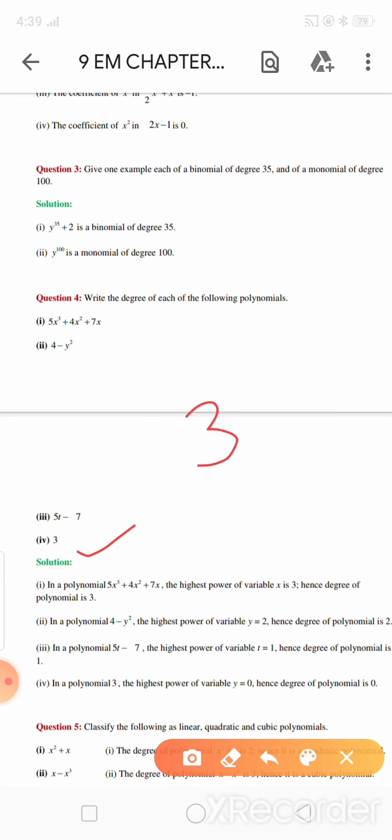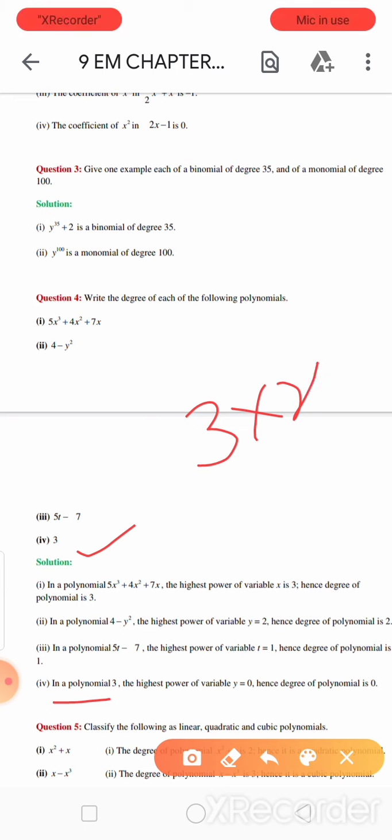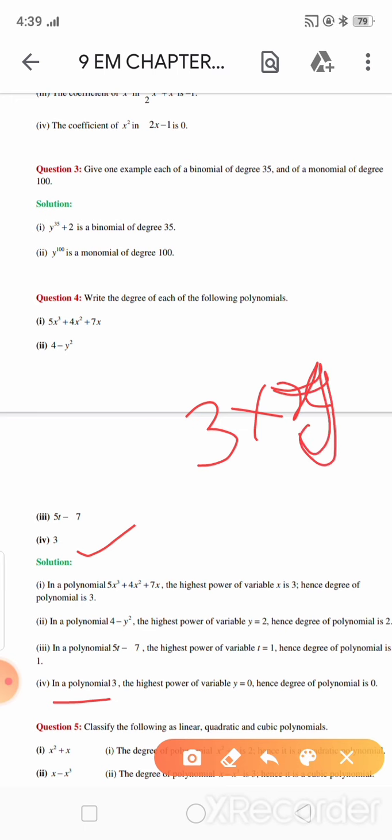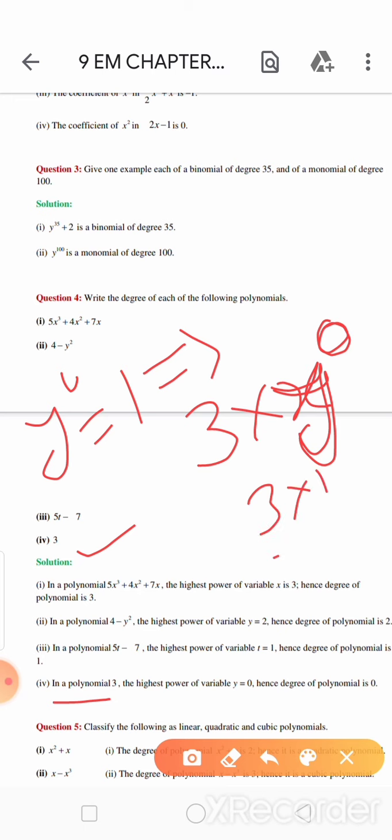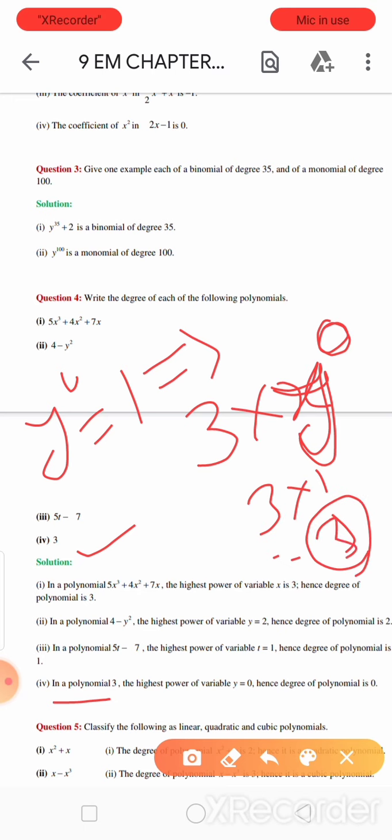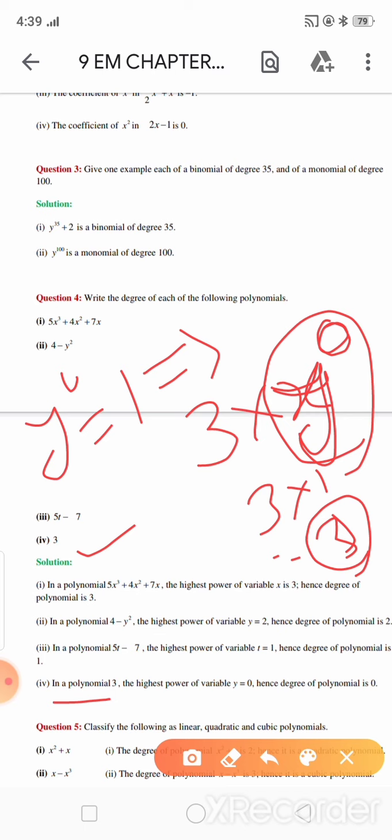Here the polynomial is 3. In the polynomial 3, the polynomial has no variable, so we multiply the polynomial by any variable, y or x. Here we use y, and the power of y we put 0, meaning y raised to 0, which means 1. So we write 3 into 1, meaning 3, our polynomial. So we write our polynomial in multiplied variable form, y raised to 0. The degree of variable y is 0, hence the degree of polynomial 3 is 0.